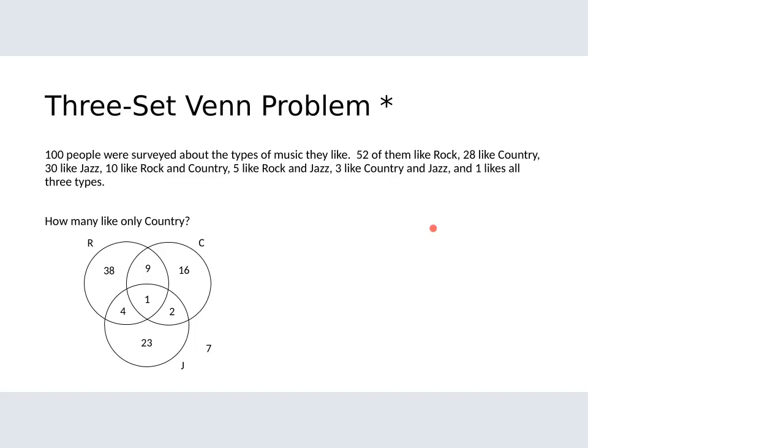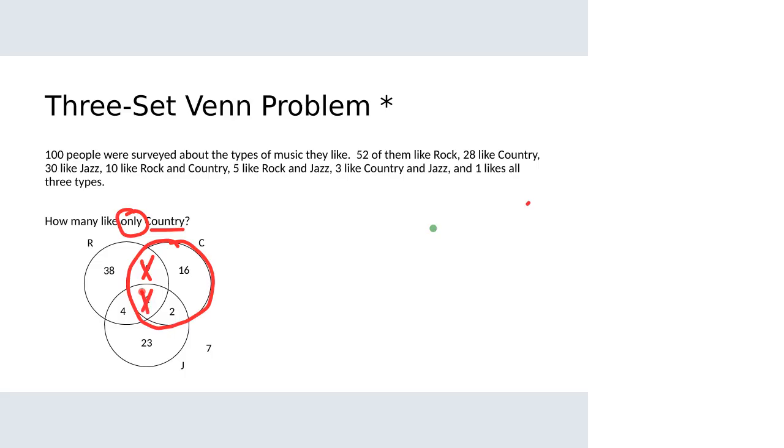Okay, real strong agreement on this one. That's outstanding. What I'll say is there's a big difference between how many like only country and how many like country. Those are different things. And this one says how many like only country. That means country and nothing else. So when we look inside our country circle, if the question said how many like country, we just add all of them up. But only country means they don't like anything but country. Only country. Well, these people like rock, so we can't have that.